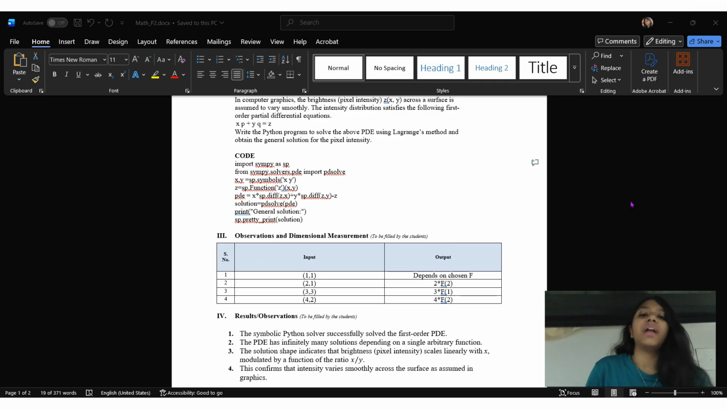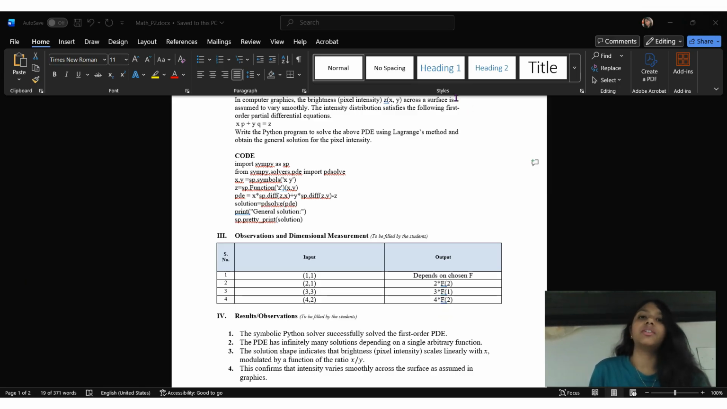Now, instead of manually integrating like we did before, here we use SymPy's built-in PDE solver, pdsolve. This function is designed to handle many types of partial differential equations automatically. So we pass the PDE into pdsolve and SymPy works out the general solution for us. The solution it gives is z of x, y is equal to f of y by x, times x.